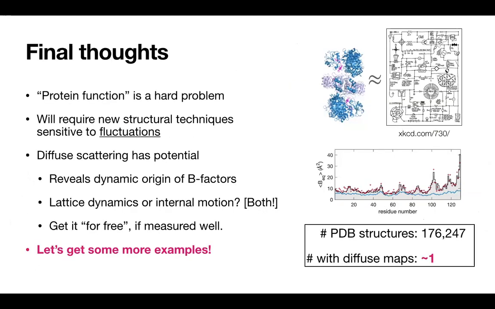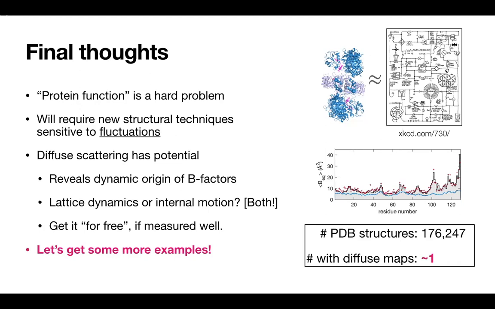I just want to give a couple of final thoughts before ending. As I said, protein function is a hard problem to solve. It's going to be hard to debug the wiring diagram of proteins, and this is going to require new structural techniques that are sensitive to fluctuations. Diffuse scattering has a lot of potential as a tool for this. It reveals the dynamic origin of B factors, as I've shown. There was this question early on of, is it lattice dynamics? Is it internal motion? Diffuse scattering says, yes, it's both.